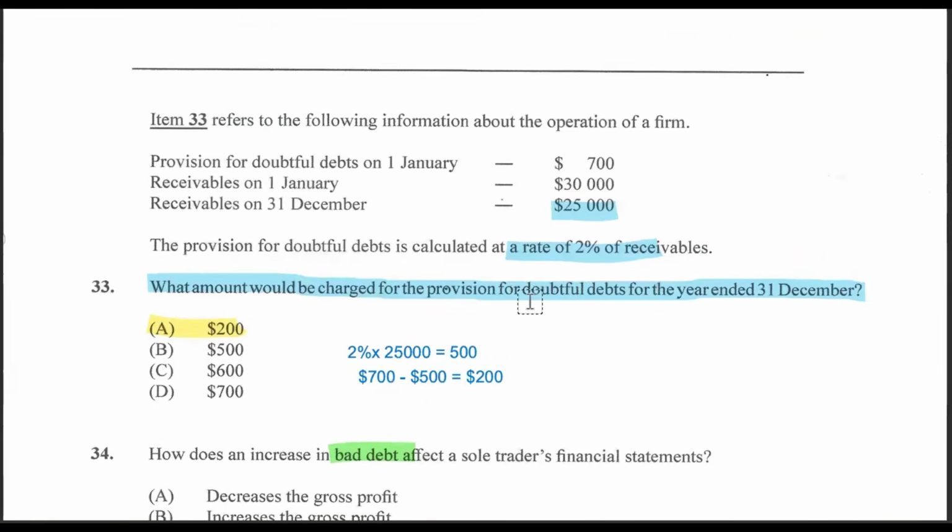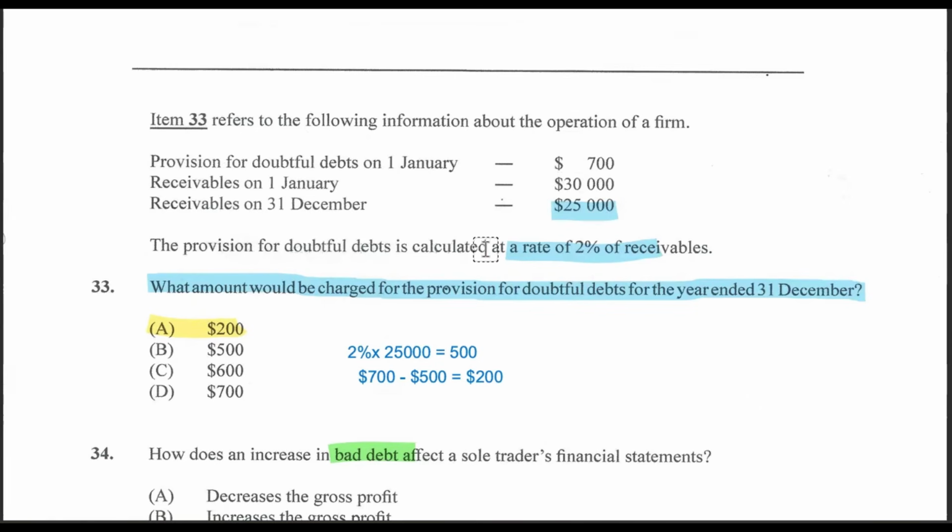Now, this question is a kind of tricky question here. What amount will be charged for the provision for doubtful debts for the year ended 31st December? Kind of tricky because your wording wasn't too clear. Let's have a look. Well, the opening amount that we have is $700. You're seeing that at the top. Now, the receivables as 1st of January is 3,000. The receivables at 31st December 25,000.